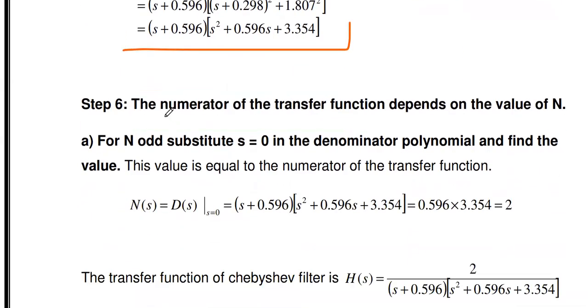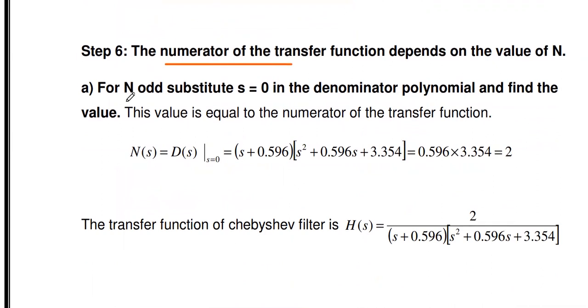Then the next step is to find the numerator polynomial depending upon the value of n. In order to find the numerator polynomial, we have to check whether n is odd or even. So in this problem, n is odd since n equal to 3. If n is odd, in the denominator polynomial, we have to substitute s equal to 0. If n is even, in the denominator polynomial, we have to substitute s equal to 0 and divide by square root of 1 plus epsilon squared. That thing we already did in the first problem. But here n is odd.